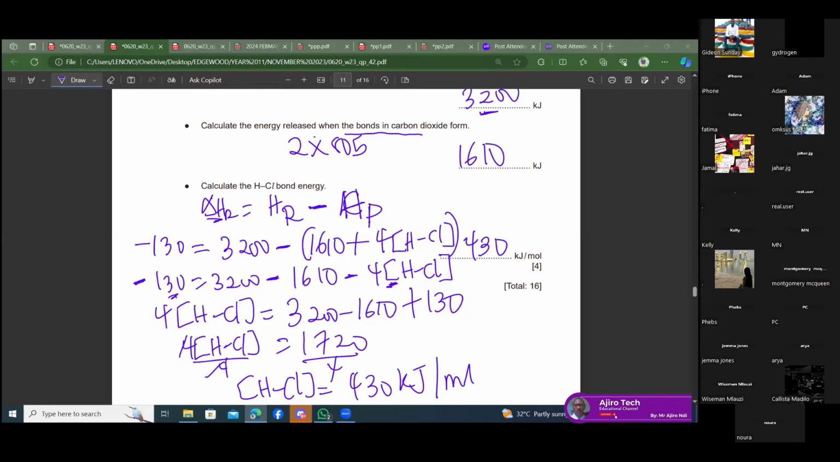Bond breaking is the energy required to break bonds, while bond forming is the energy required to form products. So bond breaking is the energy required to break the bonds in the reactants. Bond forming is the energy required to form products. Okay, so let's listen to this.